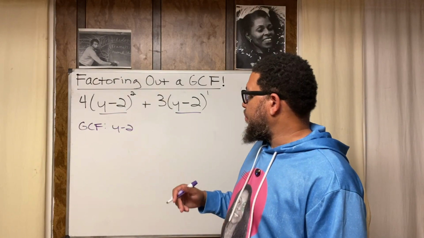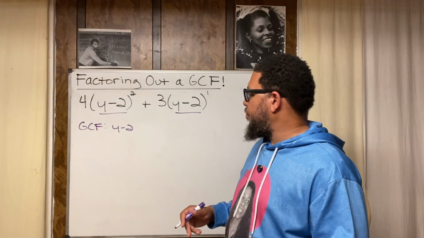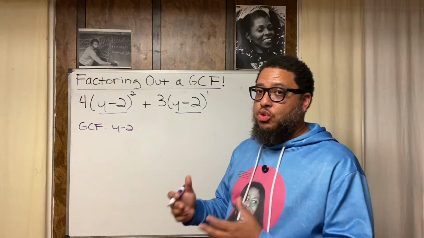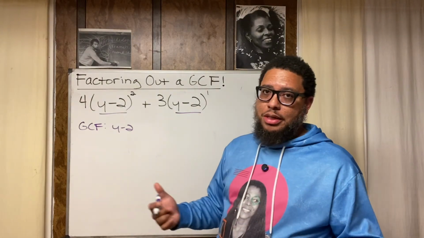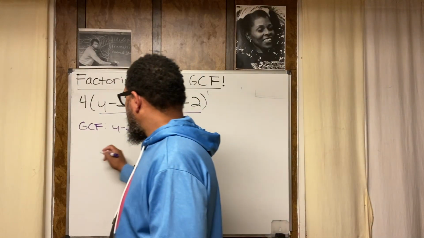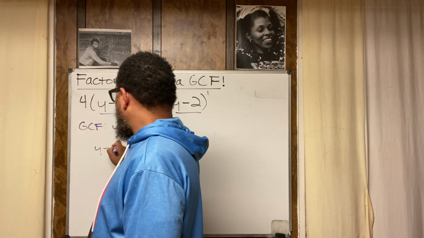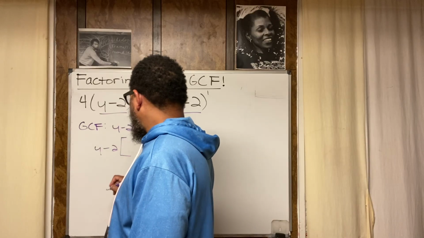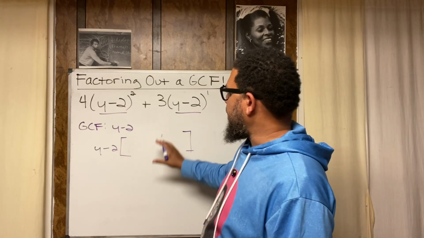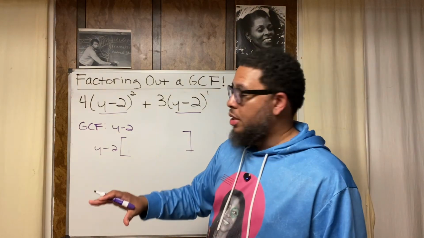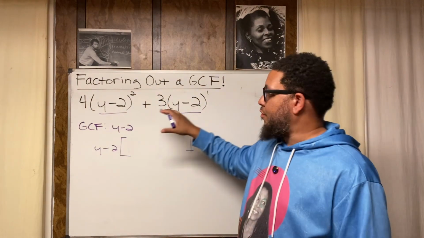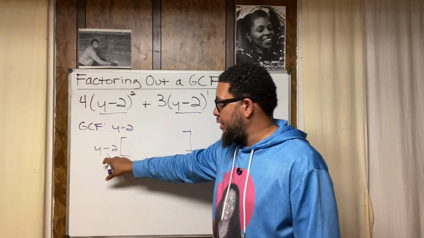Because my GCF is a binomial expression, I'm going to use brackets. That's just something I picked up on. It's something I just started doing, and it just kind of makes more sense for me. So I'm going to write y minus 2, the brackets. Now, what's going to go inside the brackets? What goes inside the brackets is the quotients when I divide the first term by the GCF, and then I divide the second term by the GCF.